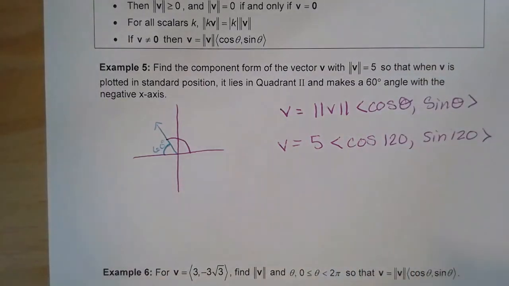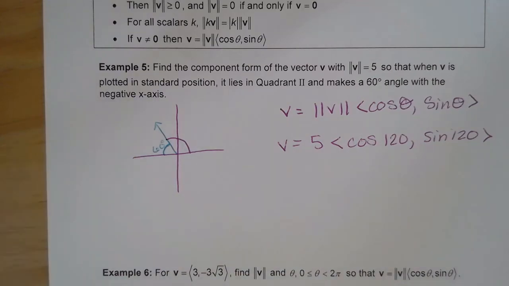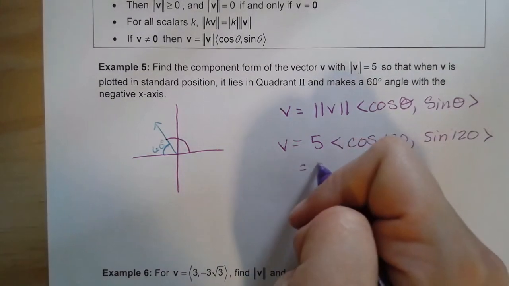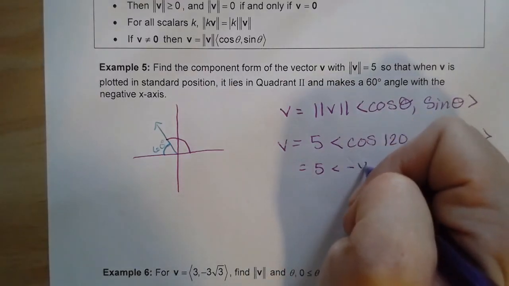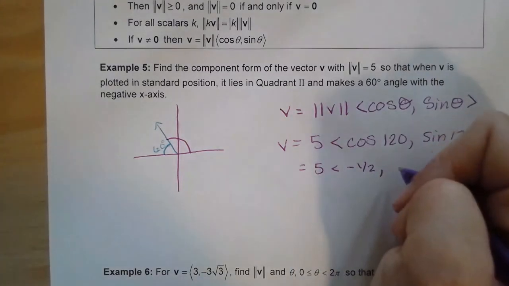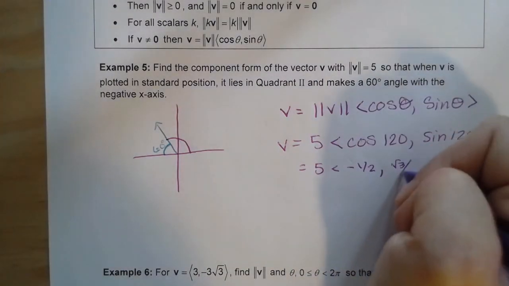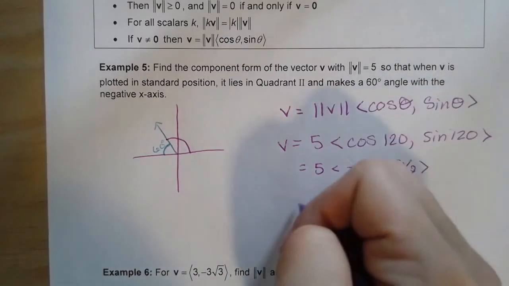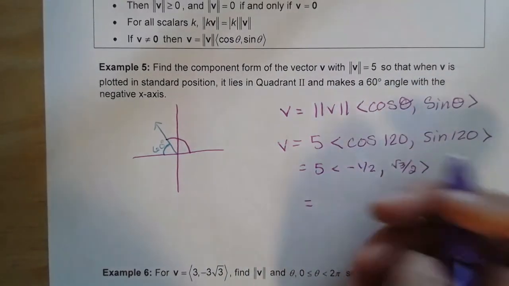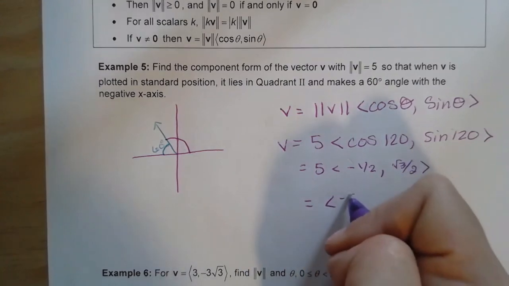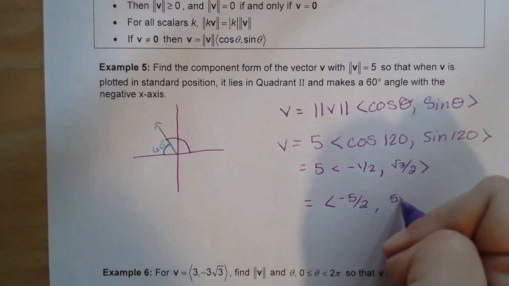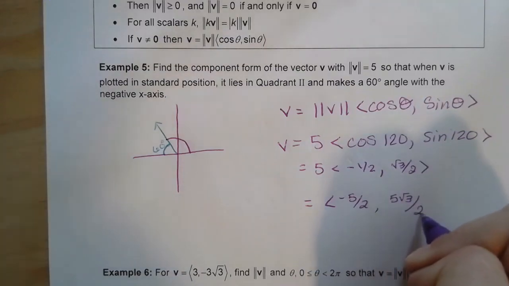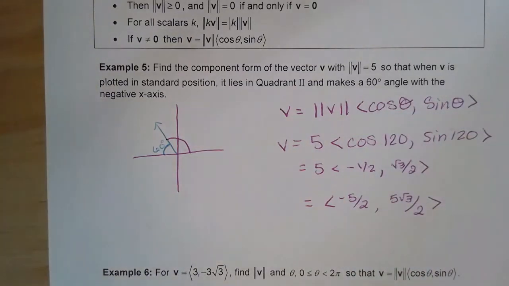We can use our unit circle, memorization, whatever we need there, and we get 5 times the vector of negative 1/2, comma, square root of 3 over 2. And then we know that since we want it in component form, that vector v then is negative 5/2, comma, 5 square root of 3 over 2. And we're done. We got our vector in component form.